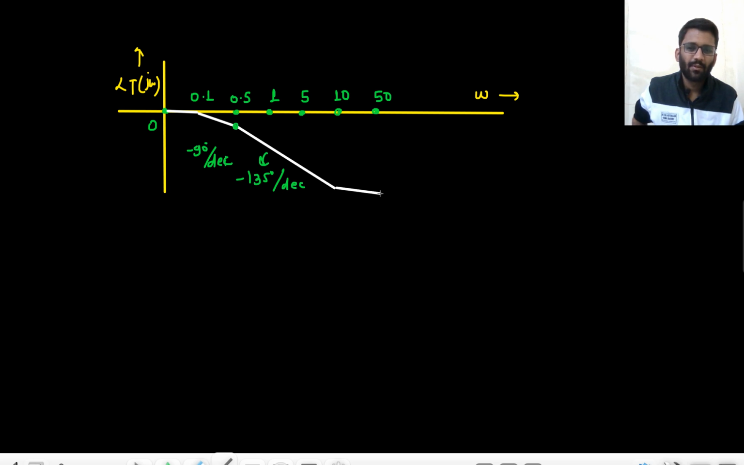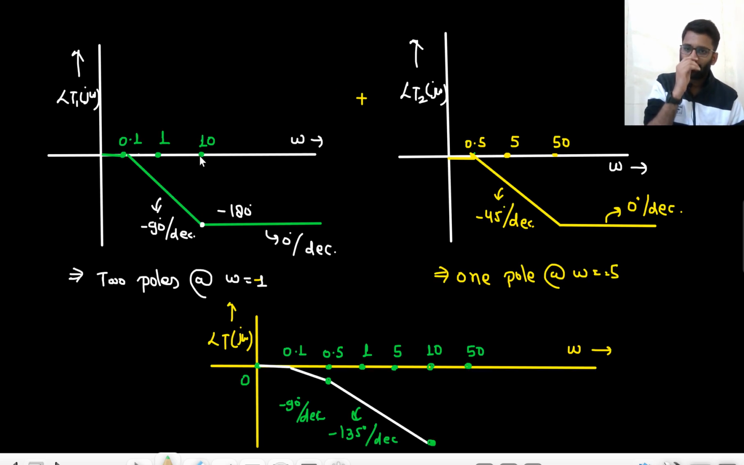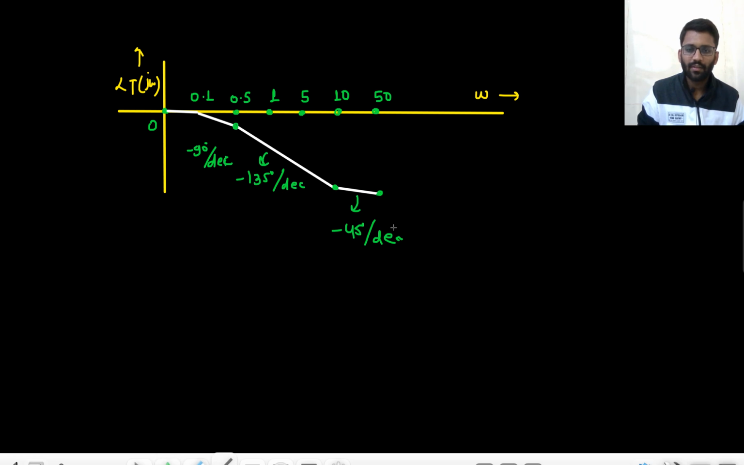From 10 to 50, this slope is minus 45 degree per decade, right? Just with the slopes we are playing. From 10 to 50 it was 0 degree per decade, and from 10 to 50 it was minus 45 degree per decade. And then after 50, this is also 0 degree, this is also 0 degree. After 50, everything will be 0 degree per decade. This is 0 degree per decade.